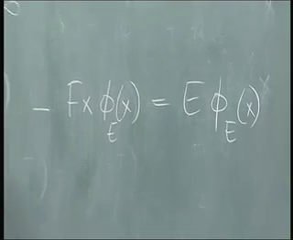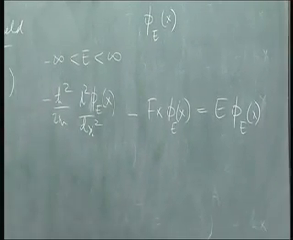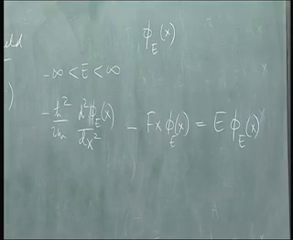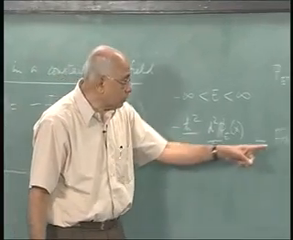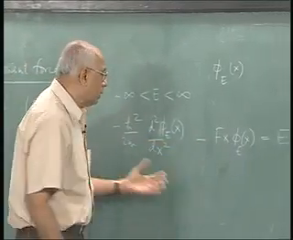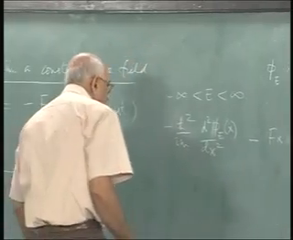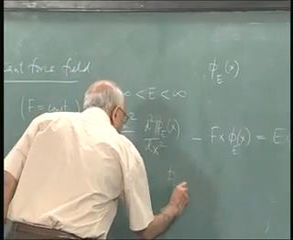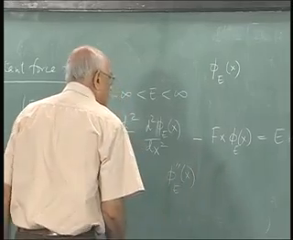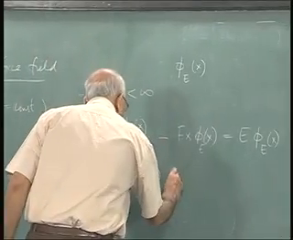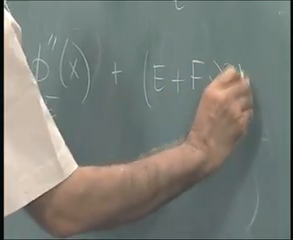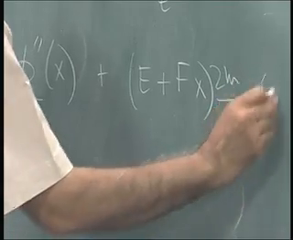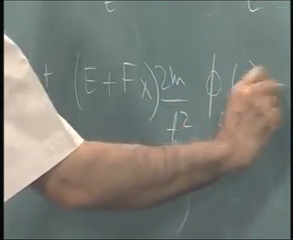The quantum number, if you like, in this case n is replaced by E, a continuous variable that labels the eigenvalue of the Hamiltonian. This is the equation we have to solve. It is not a trivial equation because of this term. So let us get rid of the minus signs and so on and see what happens. We have phi E double prime of x plus (E plus Fx) times 2m over h cross squared phi E of x equal to 0.